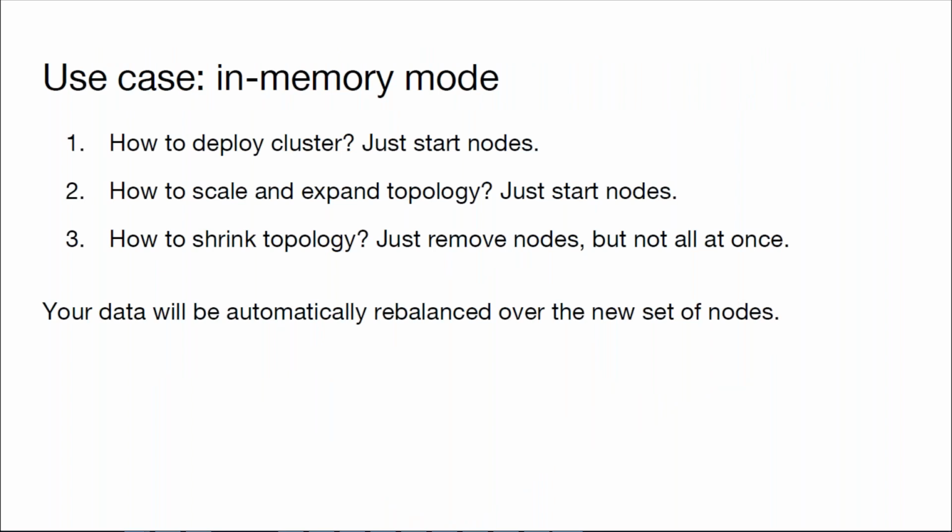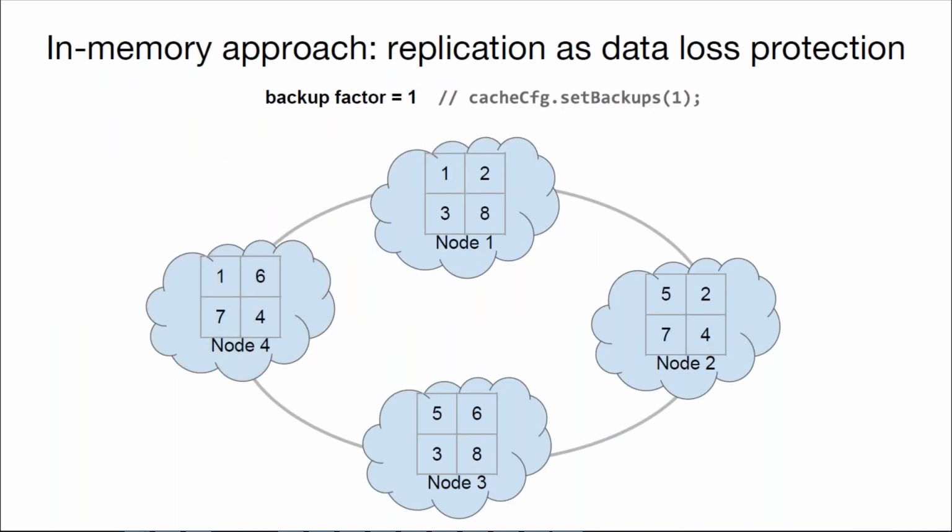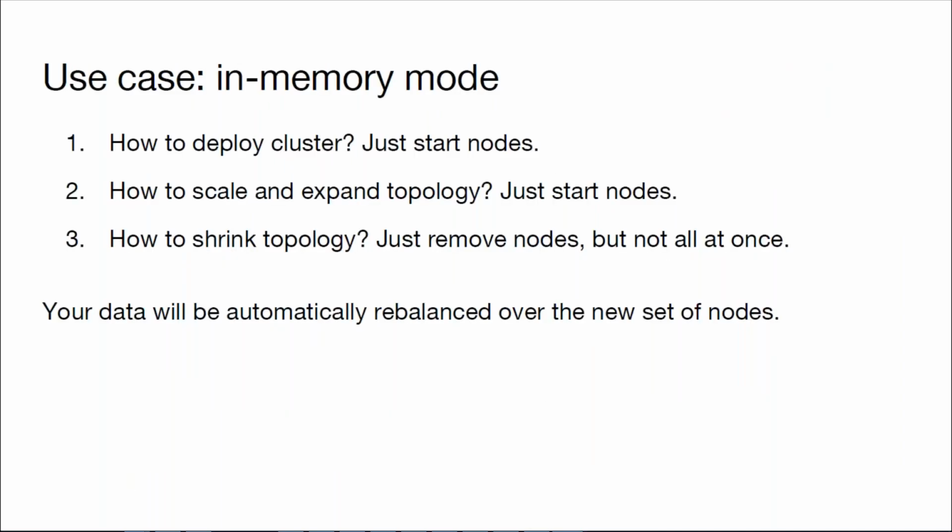Let's cover the use cases that I mentioned before. You want to deploy a cluster in memory mode: you just start the necessary number of nodes and fill them with data. You want to scale and expand the topology: you just start new nodes, and data will be rebalanced among the new set of nodes. You want to shrink your topology: you can just remove the nodes, but not all at once. You can remove only backup-factor nodes at one step, because, for example, if you remove 2 nodes here, you will lose some partition certainly. So you can just set a bigger backup factor to shrink your cluster at a faster pace. Your data will be automatically rebalanced over the new set of nodes in any case.